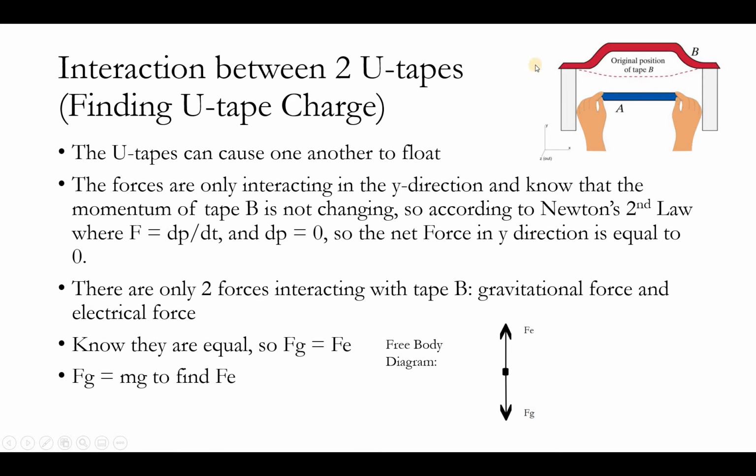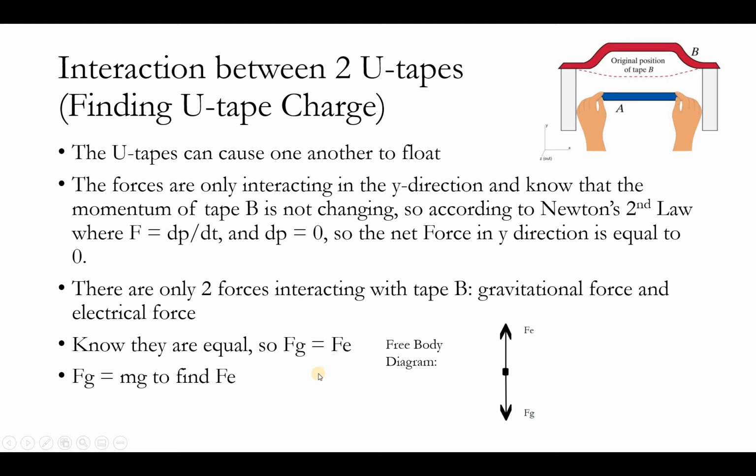We're going to be focusing on tape B that's floating because of tape A. We know that the only forces interacting in the y direction are the gravitational force and the electric force. We know that tape B is not moving, so according to Newton's second law, F equals dP over dt. dP is equal to 0, so the net force in the y direction is equal to 0. This means that the force of gravity and the electric force are going to equal each other, which is right there on my free body diagram.